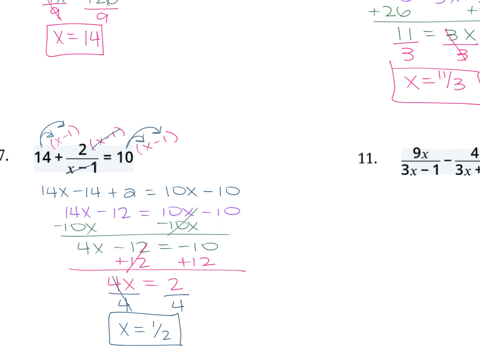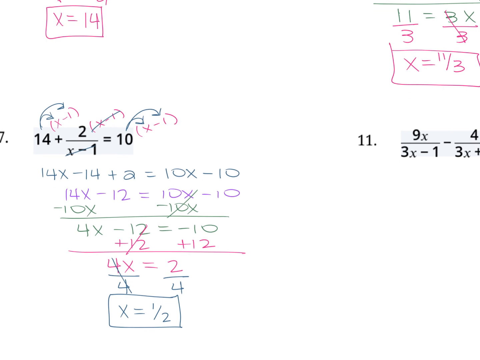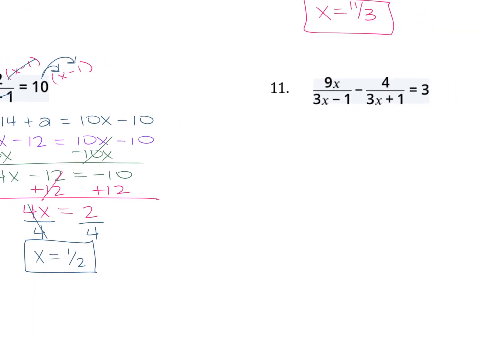Again, you had a variable in the denominator from the very start. So a different way to do this is to plug the 1/2 into that variable in the denominator and see if it gives you 0. 1/2 minus 1 is not 0, so that one is okay to have as an answer.